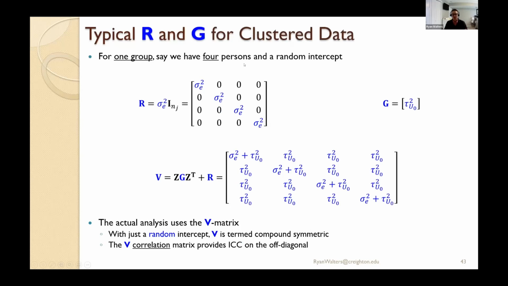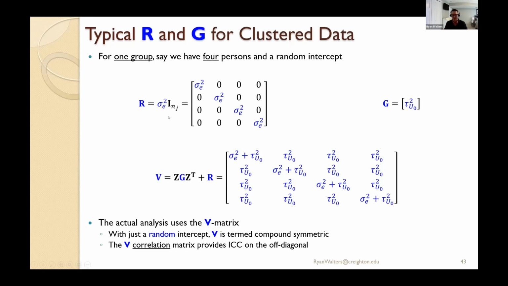So G holds random effects, R holds residuals. So if we have one group with 4 persons, our R matrix is going to hold our residual values. Our residuals are assumed constant across all people. Again, homoskedasticity. And the off-diagonal elements are actually 0. So this is our independence assumption. G is just going to have a random intercept variance, which is a scalar at this point. For analysis, it actually jams it back into something called V, and it looks like this.